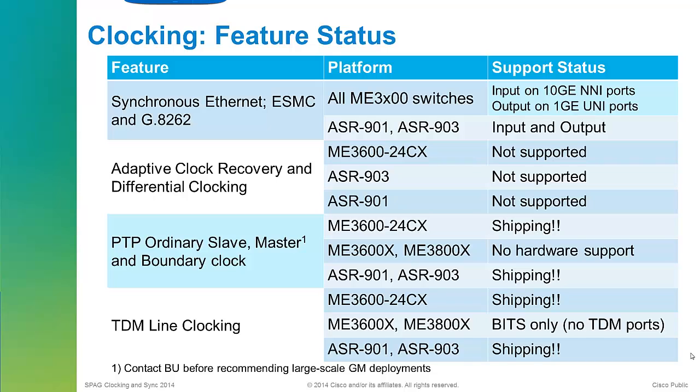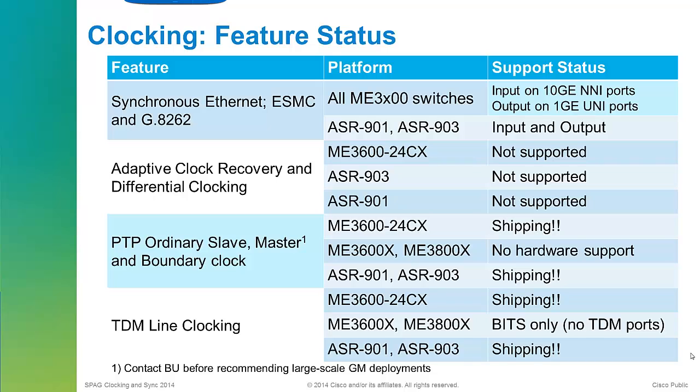For adaptive clock recovery, generally not supported. The reason is it's fairly limited what it can provide. I didn't really describe exactly how it works because really very few people are using it anymore. It's really a point-to-point solution. If you have, like, one E1 coming from one site going to another, then you could use adaptive clock recovery. But for most environments, you're using more than that, so it's not relevant.